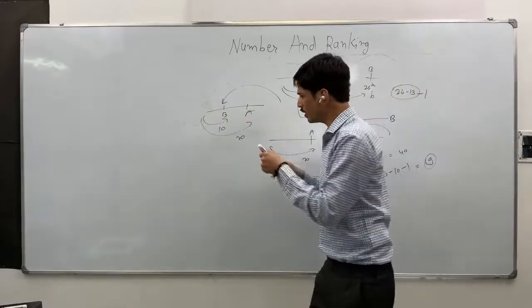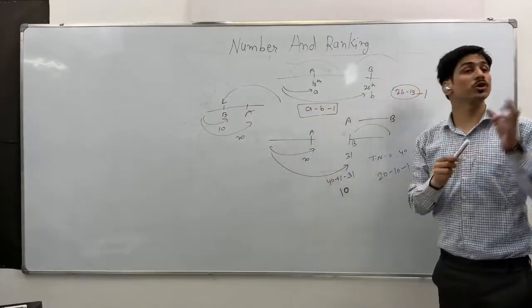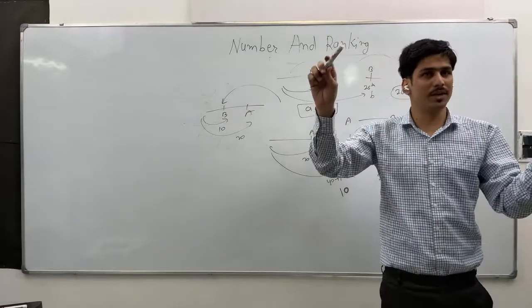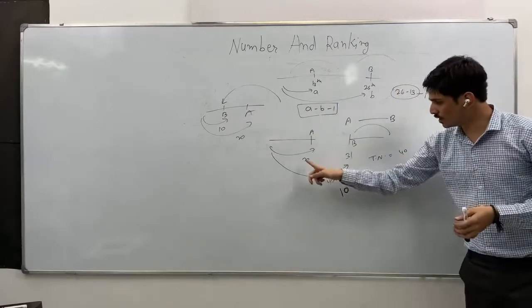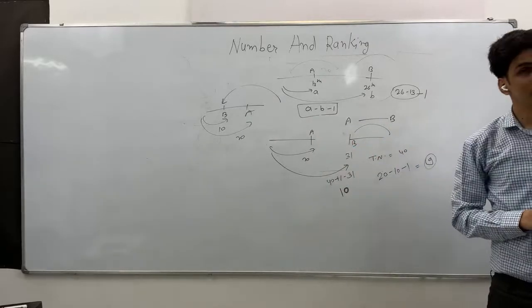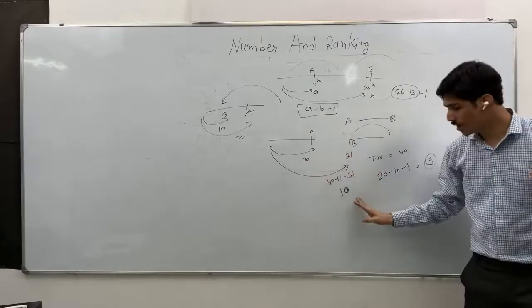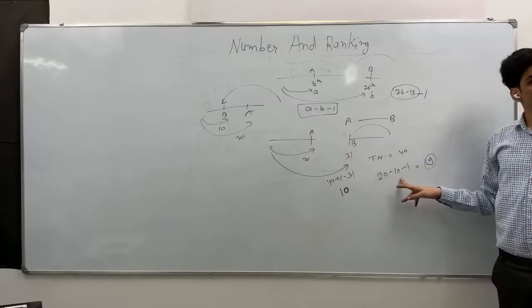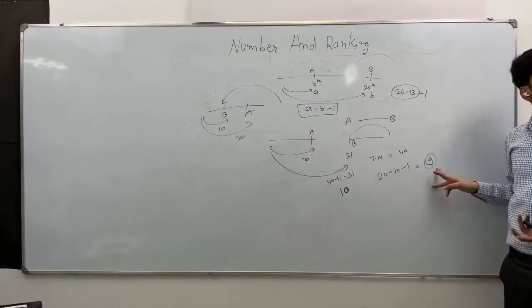So this one is okay, but what I told you, we just need to know the rank of both persons from the same end, right? So from the same end we have found 20 and 10. Now if I ask you what is the total number of students between A and B, that is nothing but 20 minus 10 minus 1. So 20 minus 10 is what? 10. And 10 minus 1 is equal to 9.